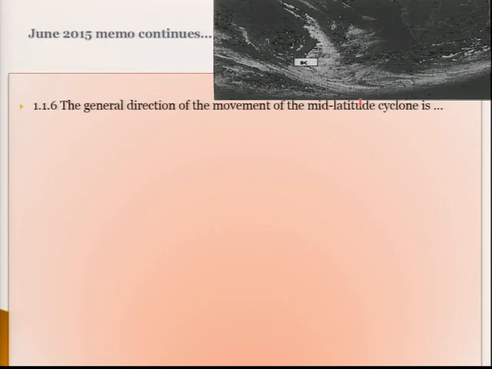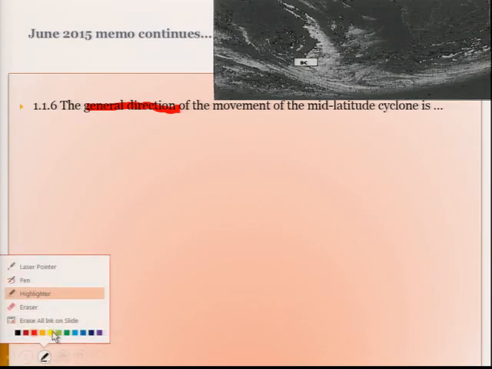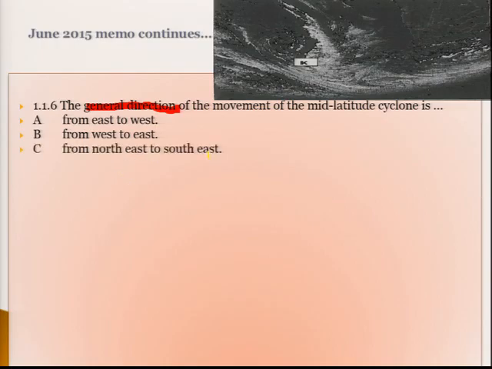We've got the general movement of our mid-latitude cyclone. Now in this instance, we want the general direction of our mid-latitude cyclone. They say the general direction of a mid-latitude cyclone is from where to where? Is it moving from east to west? Is it moving from west to east? Is it moving from northeasterly to southeasterly direction? Or from the southeast to the northeasterly direction? And the correct answer will definitely be B. Our mid-latitude cyclones run from the western side towards the east because they develop over the Atlantic Ocean.